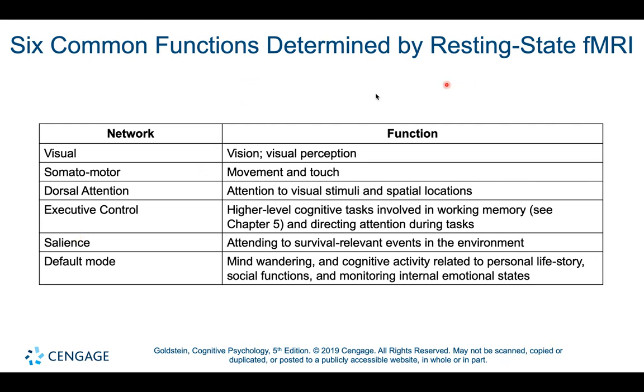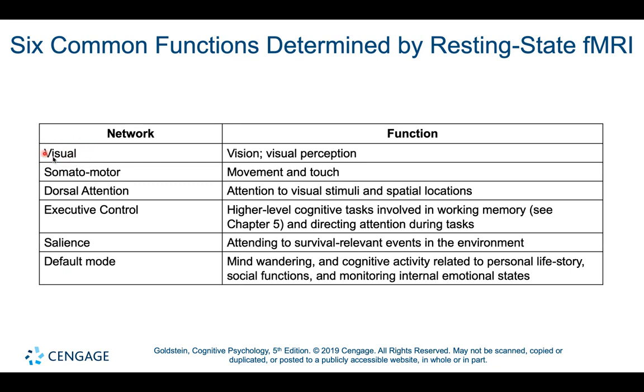Now, to do this, one technique is what's called resting state fMRI. You basically put someone in an fMRI machine, and instead of asking them to do something, you ask them to do nothing. Just sit, breathe, let your mind wander, meditate, whatever. And in doing so, cognitive neuroscientists are able to identify 6 common functional networks that fire together when something happens.